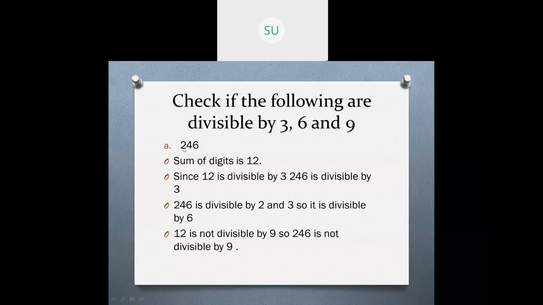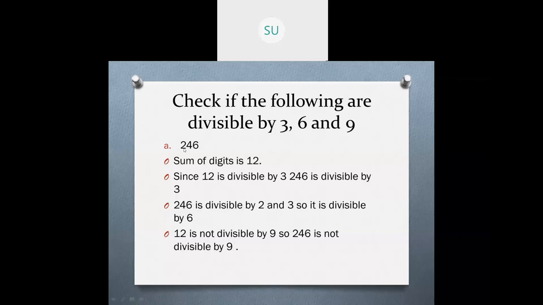What is the rule of divisibility for 3? You have to find the sum of the digits. The sum of the digits here is 2 plus 4, which is 6, and 6 plus 6 is 12. Now, 12 is divisible by 3, correct? So 246 will also be divisible by 3. The sum of digits is divisible by 3, so the number is divisible by 3.